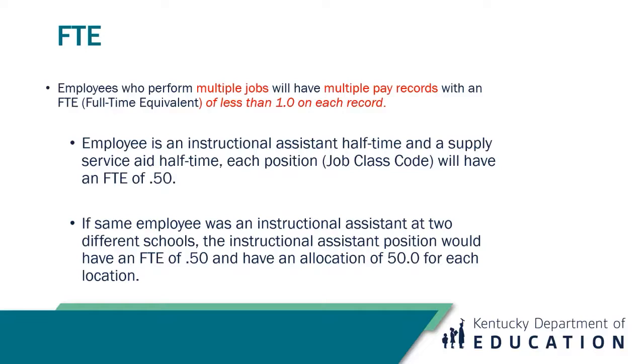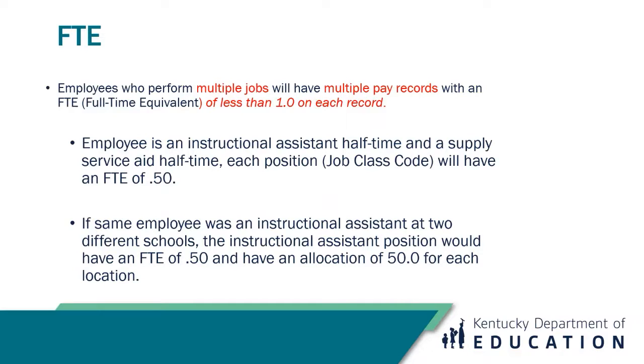Now the FTE: an employee who performs multiple jobs will have multiple pay records with a full-time equivalent of less than 1 on each record. Here we're looking at someone who is doing 2 different jobs, so their FTE is going to have to divide out based on the percentage that they do each of these jobs. An employee is an instructional assistant half-time and a supply service aide half-time.